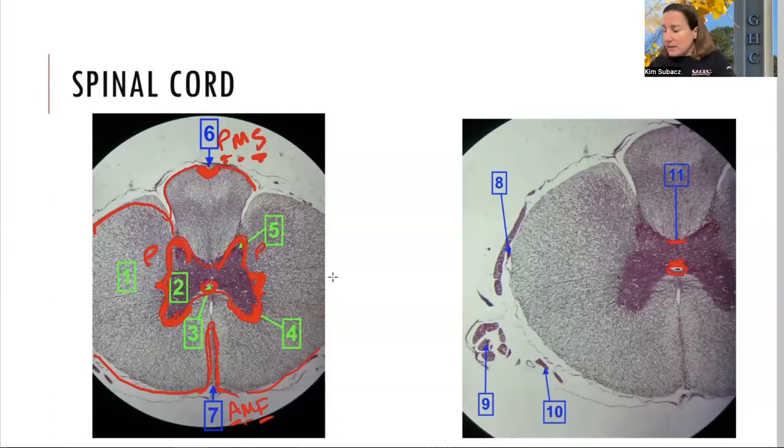What else do we have? We said that this was the PMS and this was the AMF over here. So that's given us our reference. Always look for those groups. If you can find the real deep fissure, you're on the anterior side. AMF over here, posterior over here. The posterior side is also called the dorsal side. And if that's dorsal, then that means that your anterior side has to be ventral. On the dorsal side, we are going to have information coming in on our dorsal root.